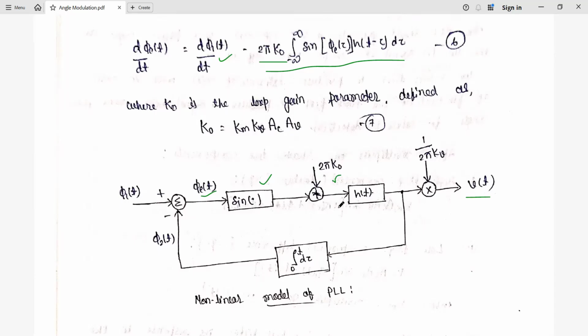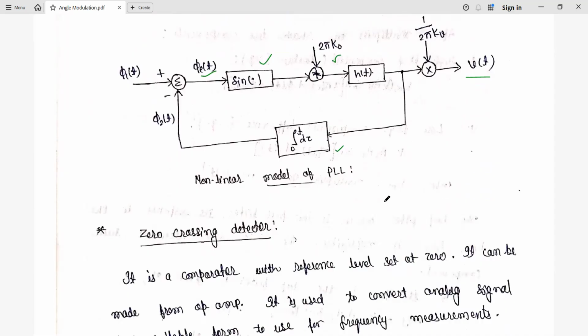And here, whatever impulse response we obtain is the product of this. After that, it should be integrated. That's why in the feedback we have the integral of beta over 0 to t. So this equation 6 is realized here with the help of this diagram. This is the nonlinear model of the PLL.